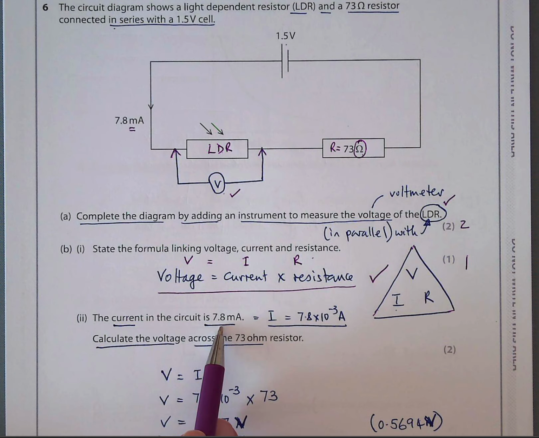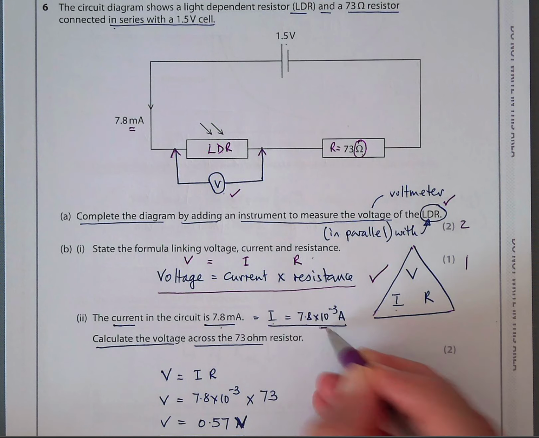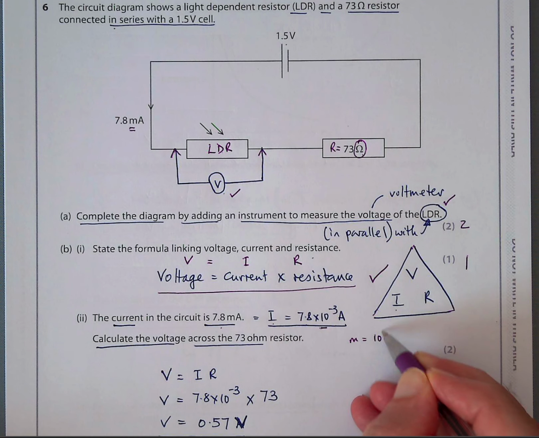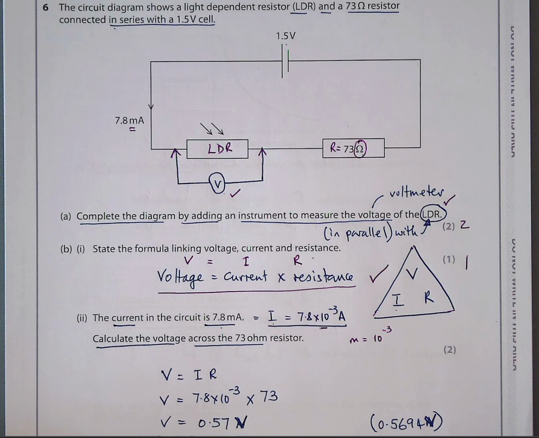Current in the circuit is 7.8 milliamps. That means I is 7.8 times 10 to the minus 3. So milli equals 10 to the minus 3. Okay, just like millimeter, you have 1,000 of them in a meter, so it's 1,000th.